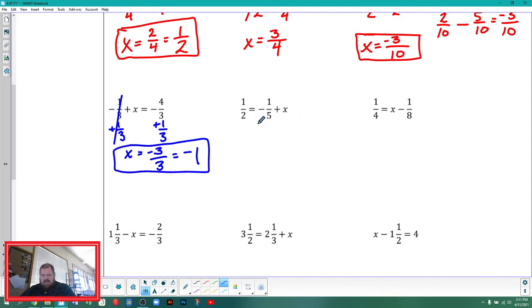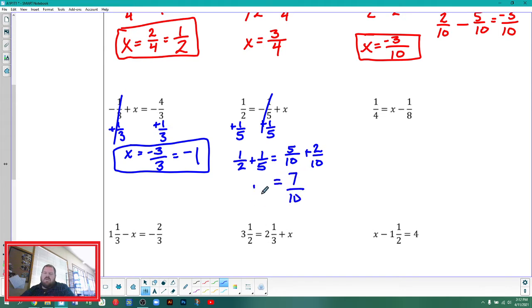This next one, again, I've got a negative 1/5, so I'll add 1/5. And those cancel out. I have 1/2 plus 1/5 this time, which is similar to one that I just did, but I subtracted them then. So that's the same as 5/10 plus 2/10. And that's going to give us 7/10. And so we can just say that x is equal to 7/10, and we're good to go.